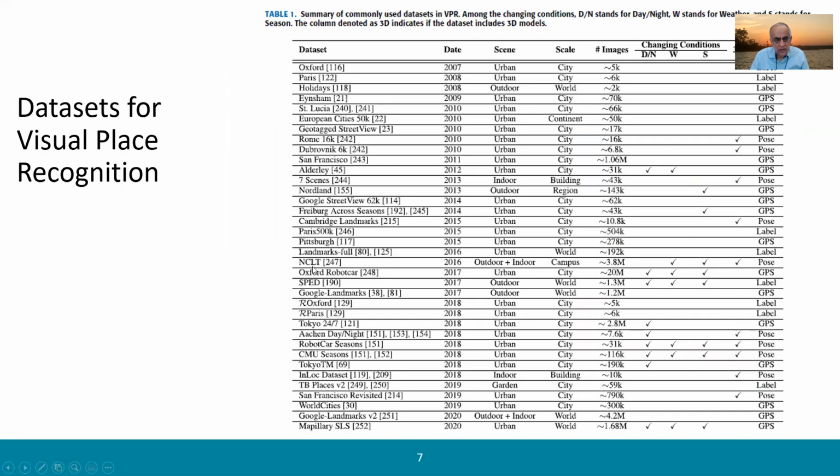So there are a number of data sets which have been collected for this, for visual place recognition. People have been collecting data sets all the way from 2007. They are urban, outdoor, and there are even some indoor ones. A lot of them are in cities, but there are some which have a wider outlook. They're not just restricted to cities. And they're also for different challenging conditions: day, night, winter, summer. And they have different types of ground truth: GPS in many of them, the pose of where the camera was, or just labels.